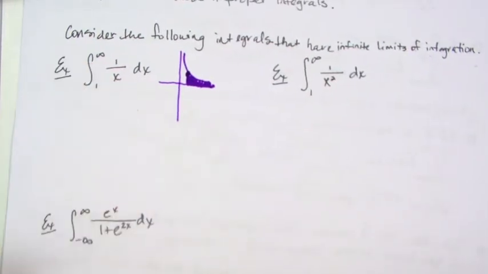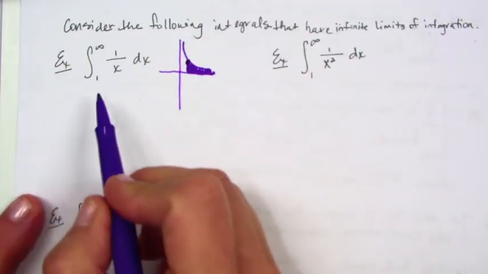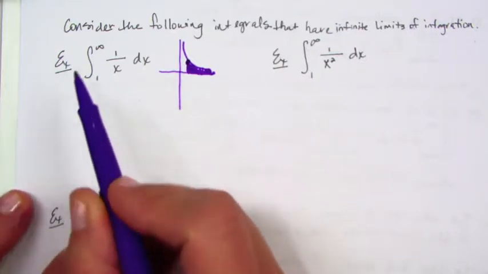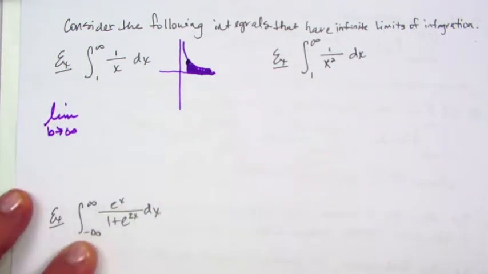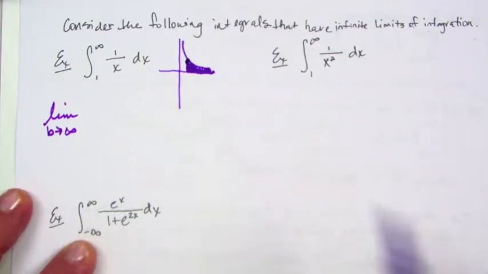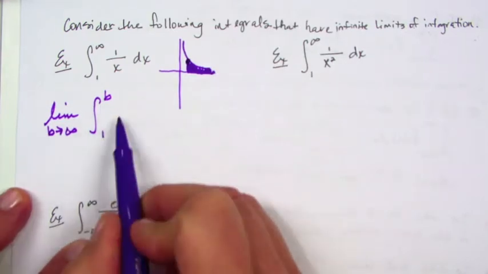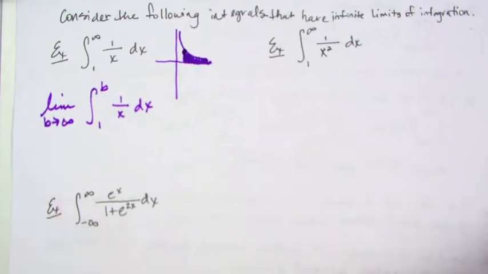Well, what's the first issue that you see? There's an infinity. B is not finite. So the first thing we have to do is rewrite this integral so that I don't have infinity as a limit of integration. I'm going to do that by writing the limit as b goes toward infinity of the integral from 1 to b of 1 over x dx.